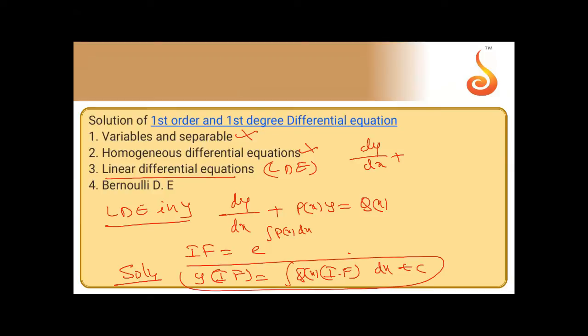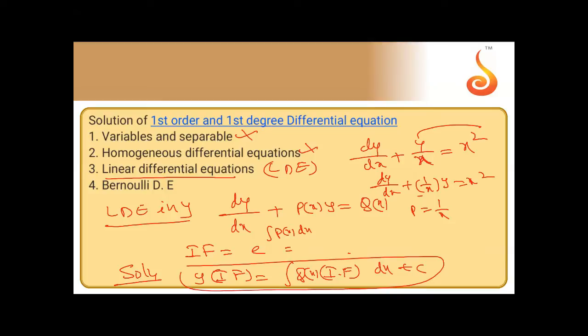For example, the equation is given as dy by dx plus y by x equal to x square. It is not variable separable, and it's not homogeneous. Clearly, if you bring this term to this side, the x terms do not cancel. It is purely a linear equation. So here dy by dx plus 1 by x into y equal to x square. So what is p here? P is 1 by x.